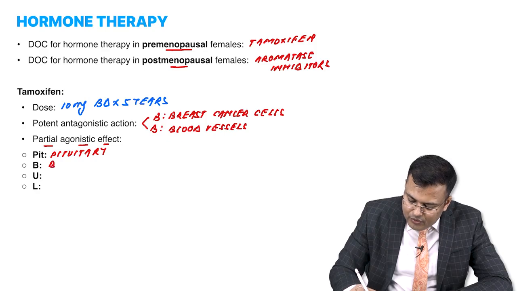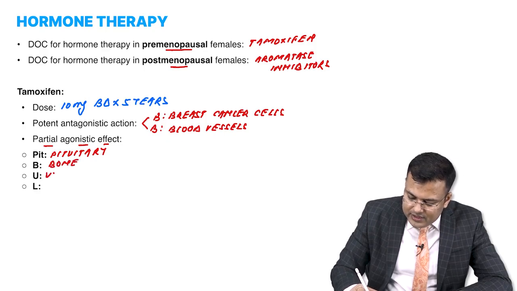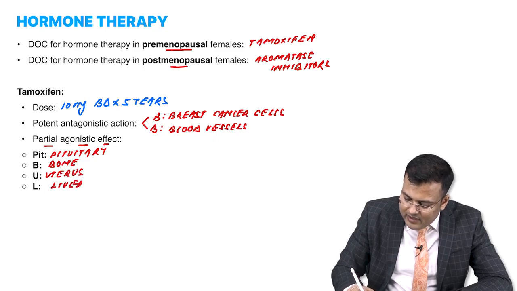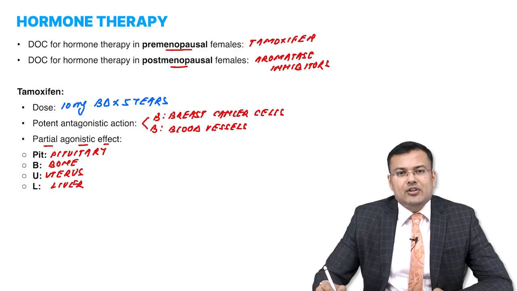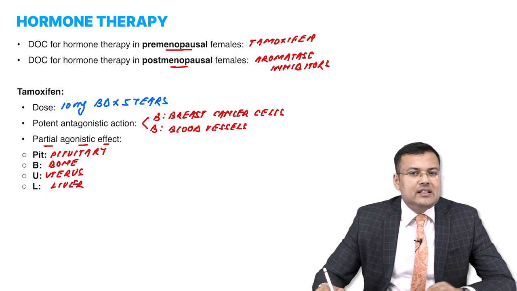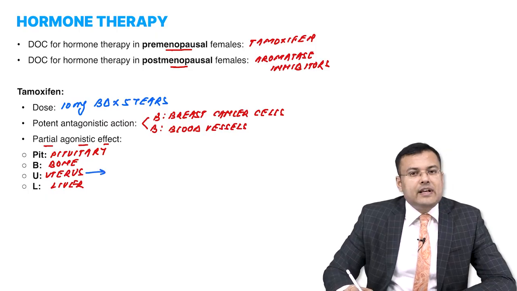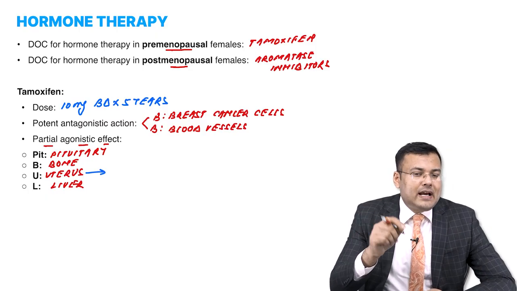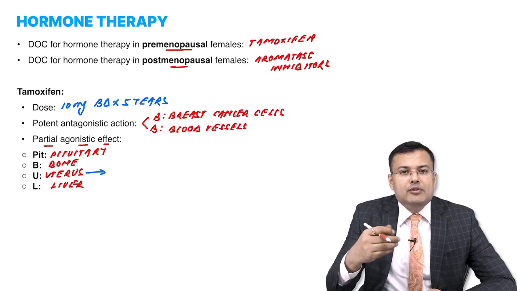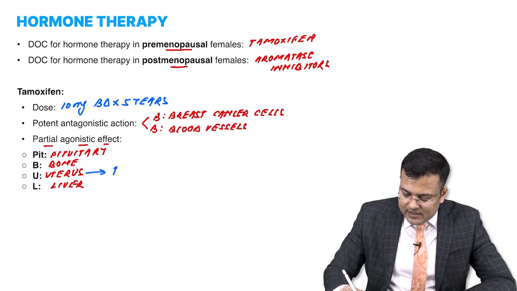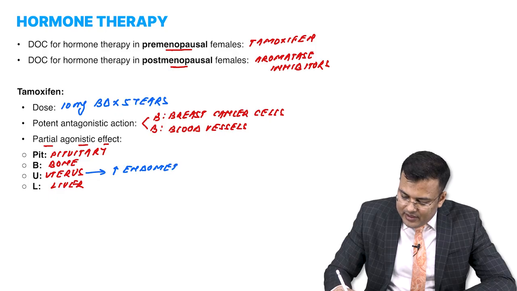B, there is bone. U, uterus. L, liver. Bone, uterus, liver, and we discussed that it is having partial agonistic action on the uterus, and because of that there is increased risk of endometrial cancer, and that's why we are avoiding this in postmenopausal females. So because of this there is increased risk of endometrial cancer.